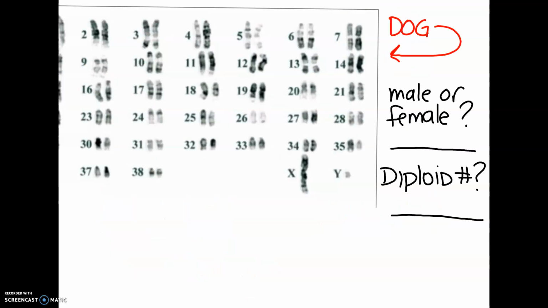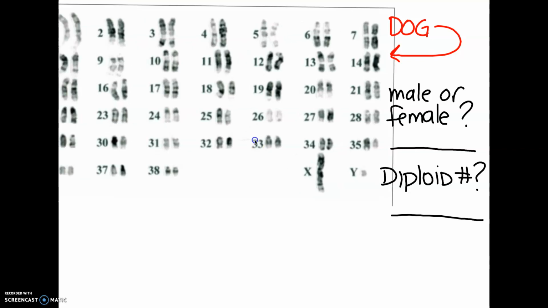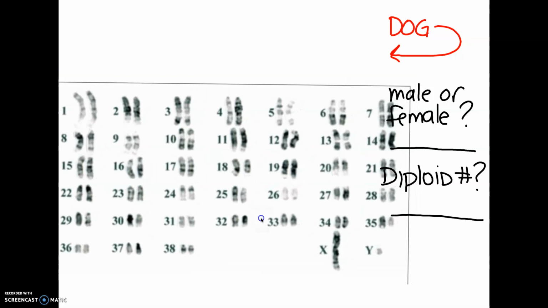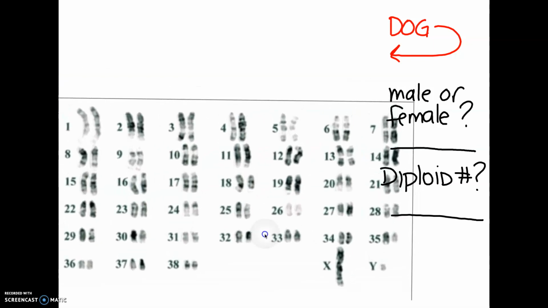All right, my second picture. This is a karyotype. I just realized my picture's sort of cut off here, so let me move it over so you can see it a little better. This is a karyotype of a dog. Dogs are a little different than people. Obviously, they have a different number of chromosomes.